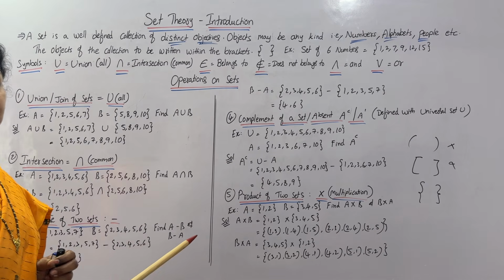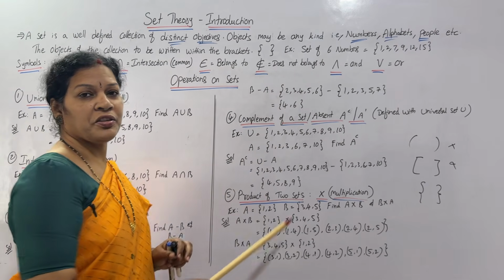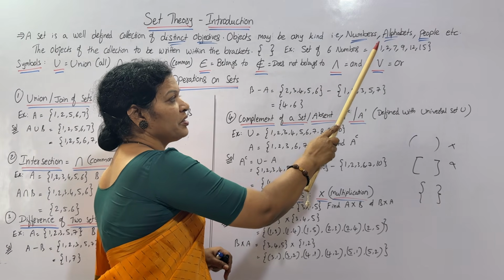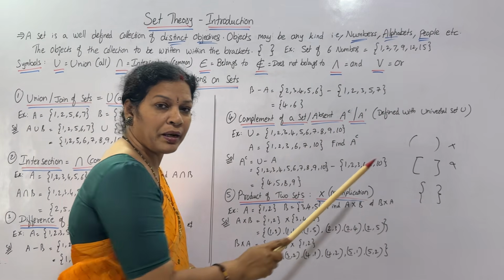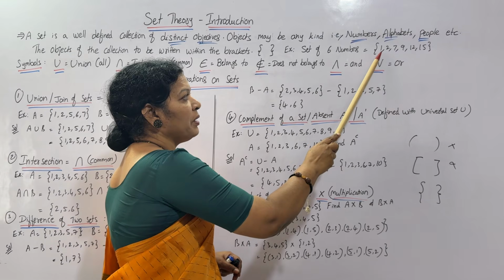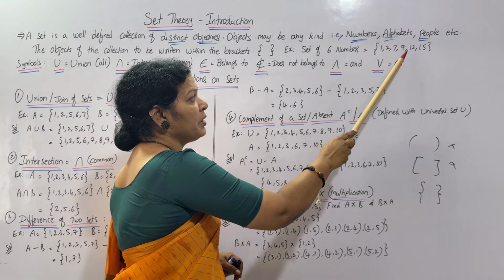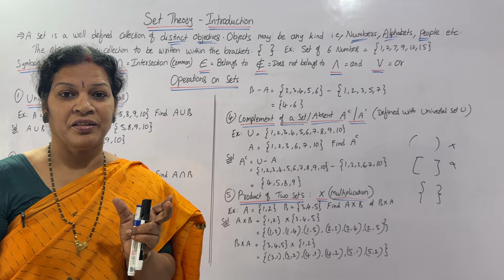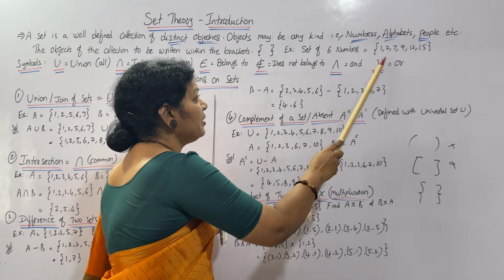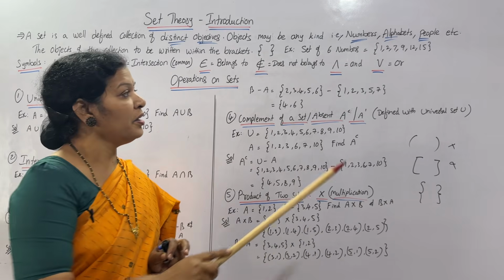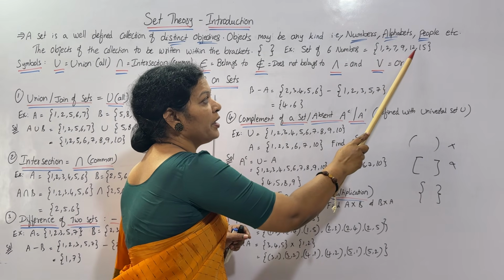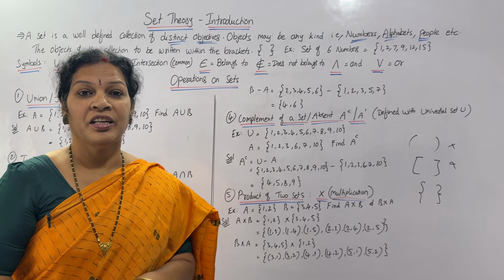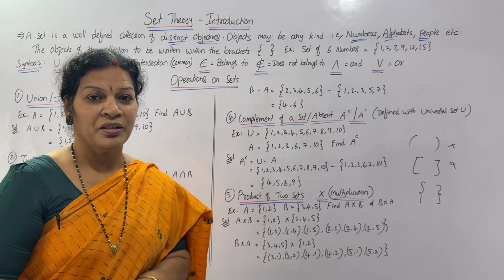Example, a set of 6 numbers. We are taking 6 numbers in this bracket: 1, 2, 7, 9, 12, 15. Everything together, we call it a set. Now these numbers 1, 2, 7, 9, 12, 15, we say they are elements of this set. Am I clear?